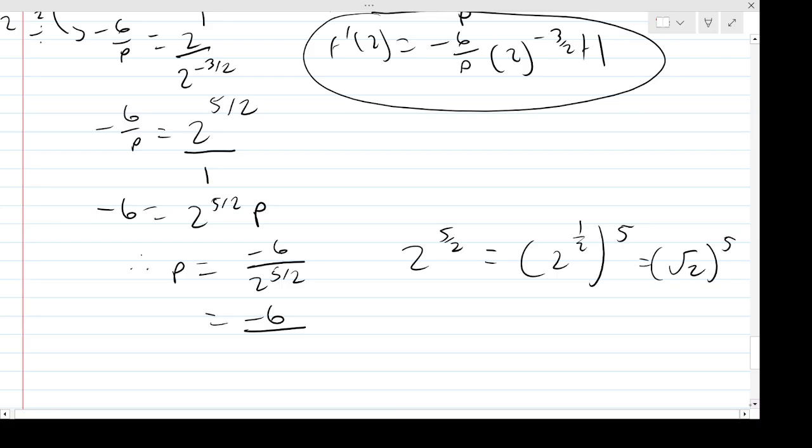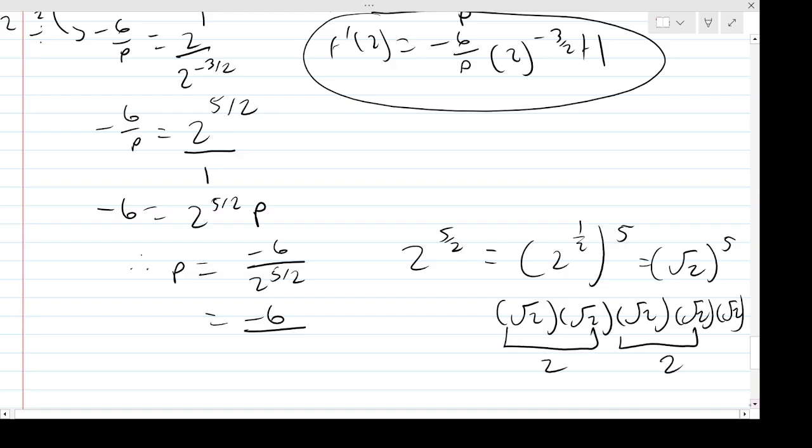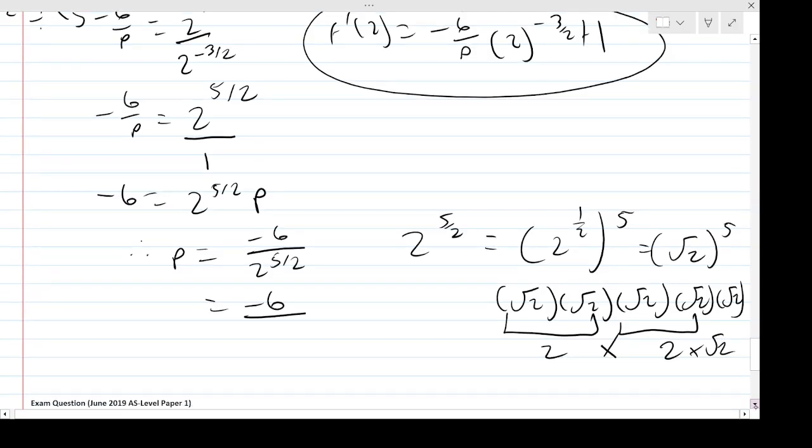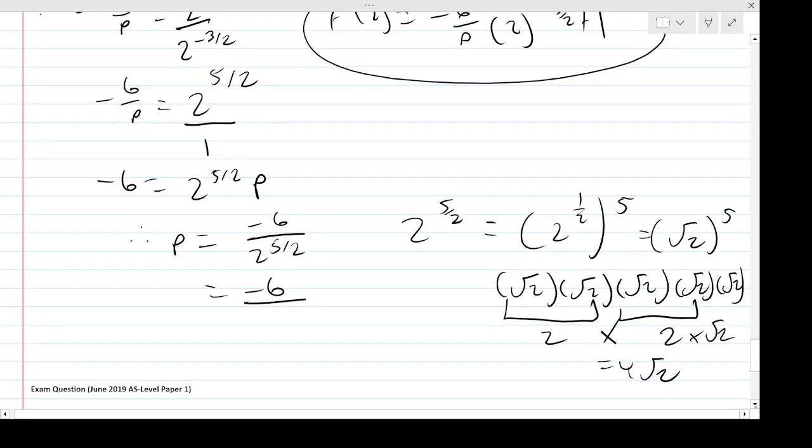Now, what this is saying is we times this 5 times. So it's going to be root 2 times root 2 times root 2 times root 2 times root 2. Well, root 2 times root 2 is just 2, right? So that'll be 2, that'll be 2. So basically, we're eventually doing 2 times 2 times root 2. That'd be 4 root 2. So this is minus 6 over 4 root 2.